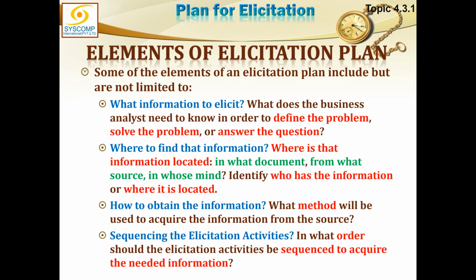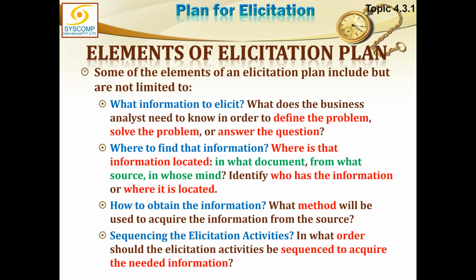Where to find that information? We should know that. Where is that information located? In what document? In what archive, if it is in a database? From what source it has come, and in whose mind this information is available. So identify who has the information and where it is located. Jot it down, document this detail, and keep updating it, because whenever you require the data from that stakeholder, you can get back to that person and get the data out.